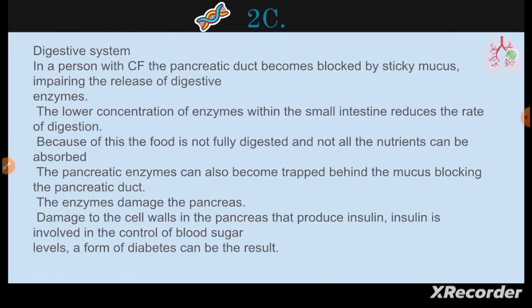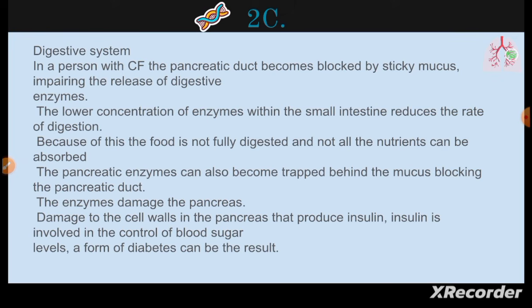For the digestive system, the problem caused by cystic fibrosis is that the pancreatic duct becomes blocked by that sticky mucus, impairing the release of digestive enzymes. The lower concentration of enzymes within the small intestine reduces the rate of digestion. Because of this, the food is not fully digested and not all nutrients can be absorbed. The pancreatic enzymes can also become trapped behind the mucus, blocking the pancreatic duct. The enzymes damage the pancreas, including the cells that produce insulin. Insulin is involved in the control of blood sugar levels. A form of diabetes can be the result.